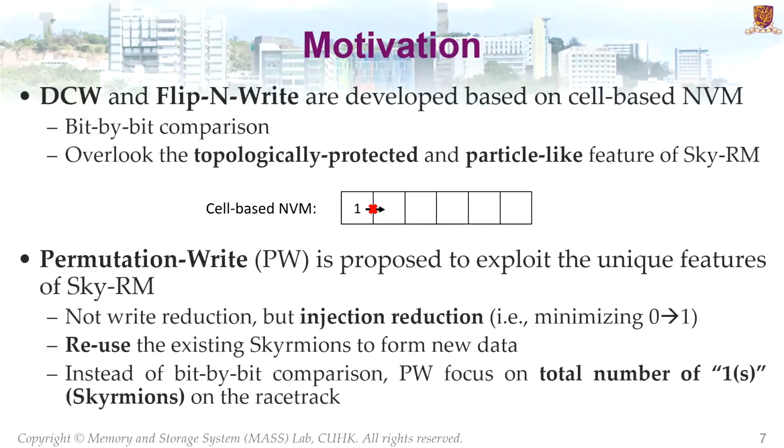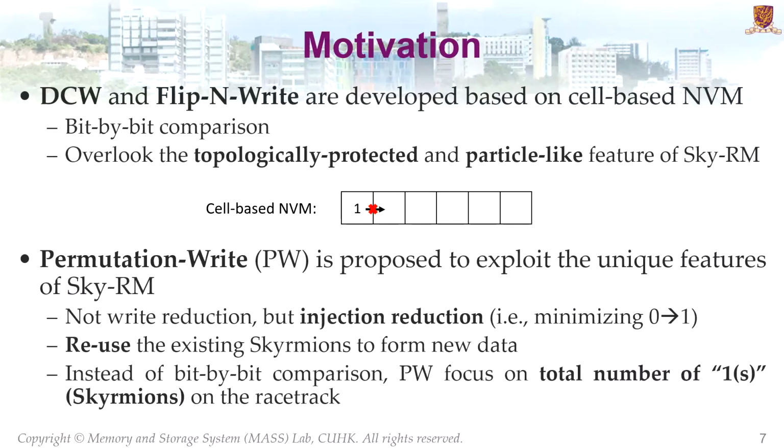However, both DCW and Flip-N-Write were developed based on cell-based NVM, just like the figure below shows. In cell-based NVM, we cannot move the data. Because of this, the method is mainly based on bit-by-bit comparison. So in this example, we can see that the first bit of this cell-based NVM is 1. Then we cannot move this value 1 to any other location. It has to stay at the first bit location. As a result, bit-by-bit comparison might be the most effective way for this cell-based NVM. But this technique might overlook the topologically protected and particle-like features of the Skyrmion racetrack memory.